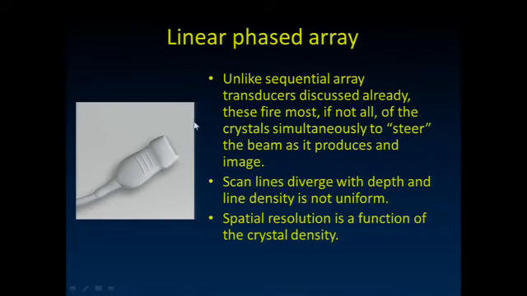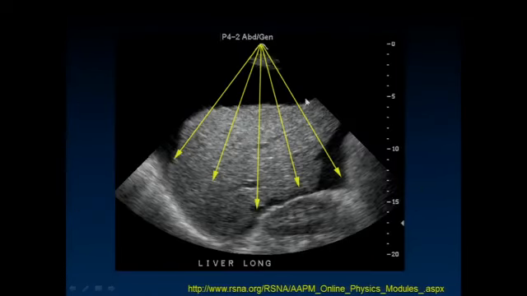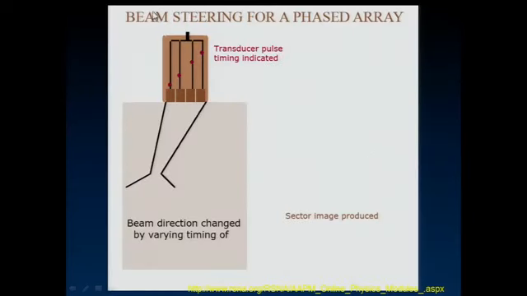Remember, these lines really diverge with depth, and therefore we don't get that uniform line density, and our spatial resolution drops off quite a bit in the lateral direction as that occurs. And usually we can recognize them because you'll notice at the top of the image you have this really small footprint from which the ultrasound image appears to be arising. And like I mentioned, these really utilize that constructive and destructive interference we talked about, timing the pulses on the different piezoelectric crystals in the 2D footprint to steer the beam into the different directions we want it to head.